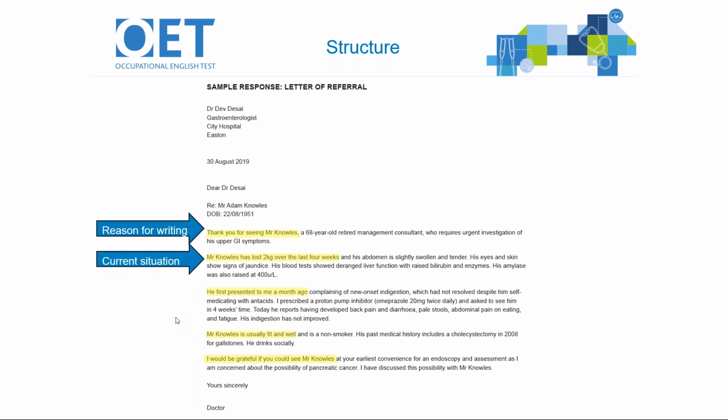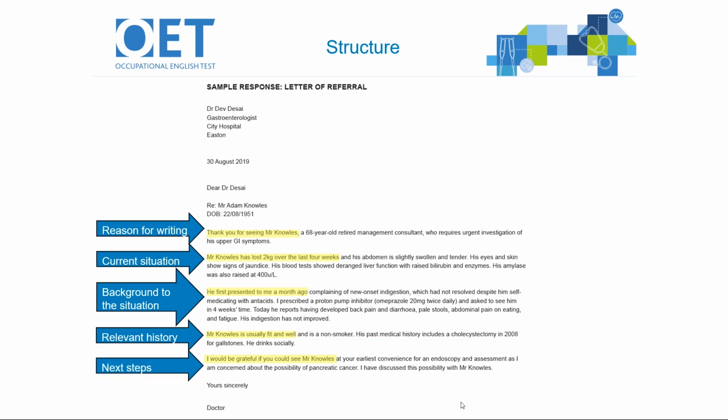But then the second paragraph introduces the current situation. Because this is an urgent situation, the reader is going to be most interested to know what has led to this urgent referral. Why is this patient's situation something that they need to focus on straight away? And so as an urgent situation, the second paragraph includes the current situation, the current details. And then after this, the background to the situation is provided. Any relevant history from the patient's previous medical or social history, and finally the next steps, what is required of the reader once they have read the letter.